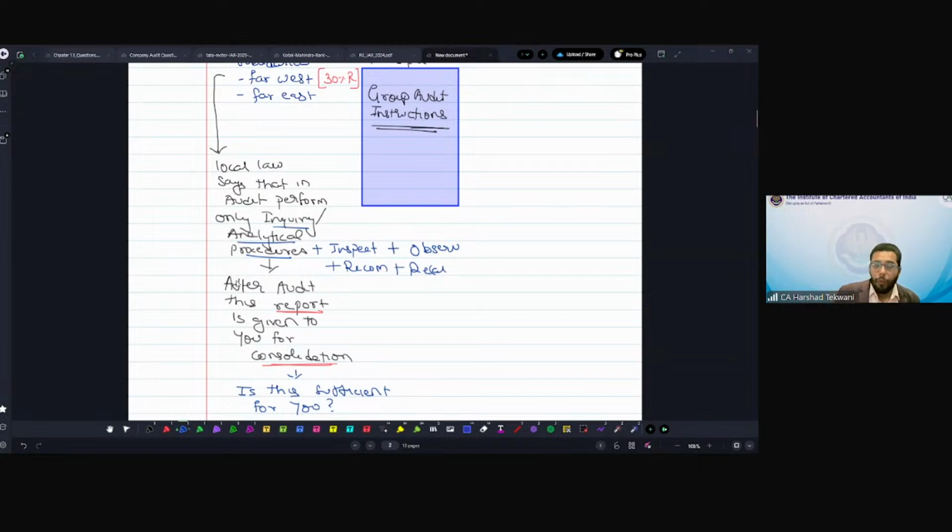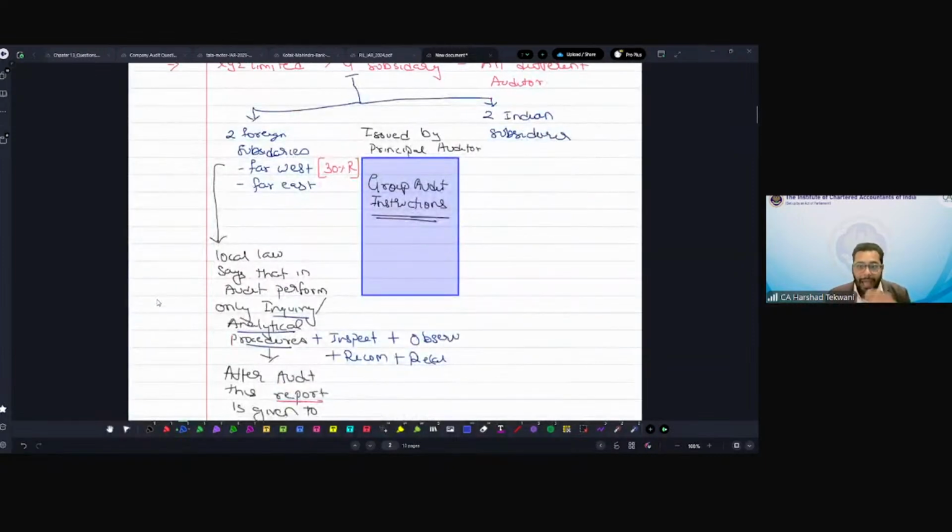Yes, sir. So where is it written? You do not communicate over the call, you do not communicate over emails, but all this communication has to happen at the start of the audit. You cannot go to the component auditor after completion of the audit and say, now you do the rework. That is not the way. So all these things are listed in the group audit instructions.